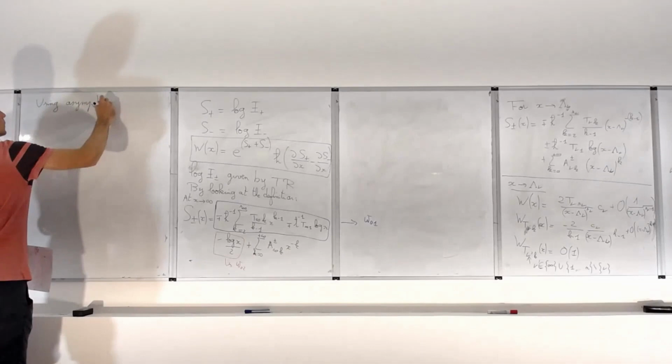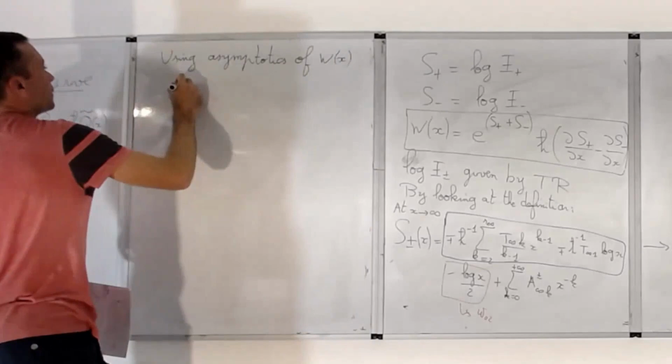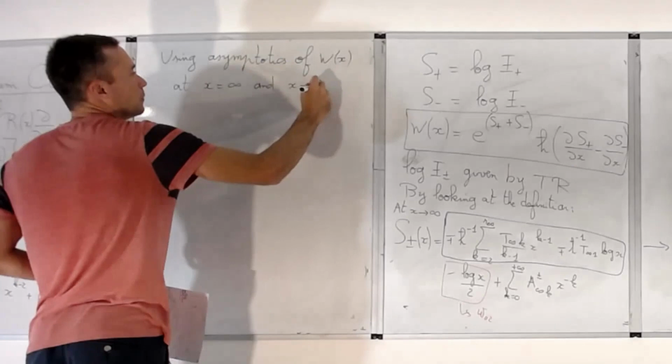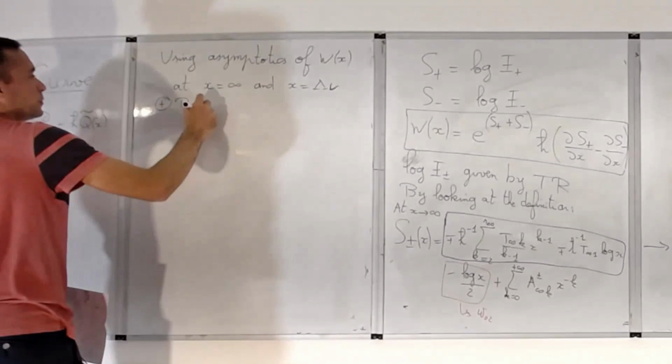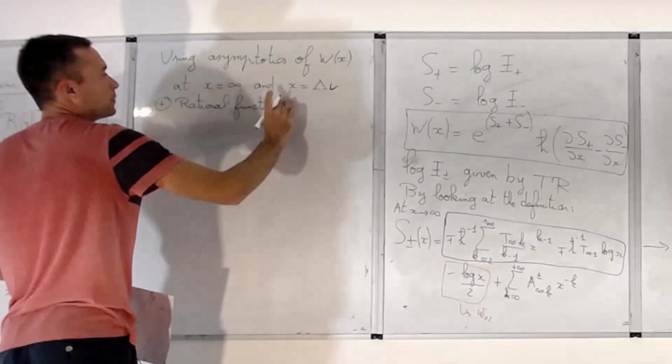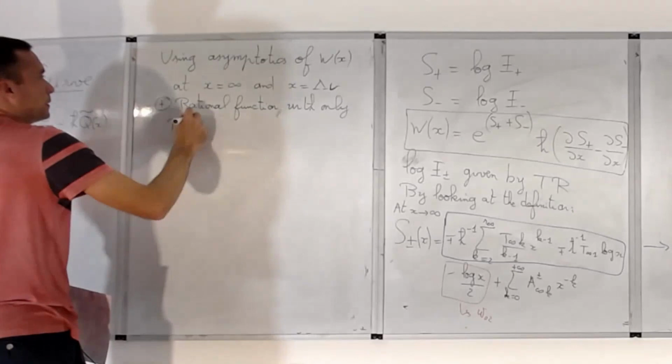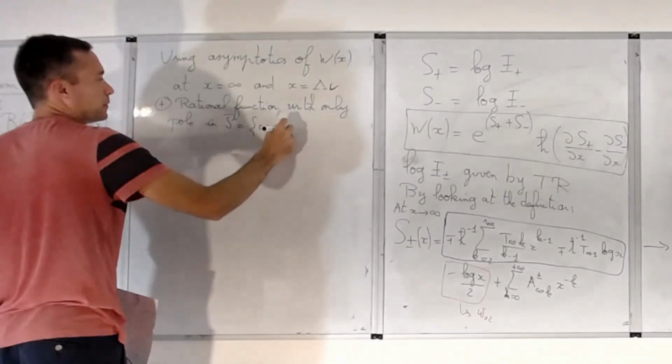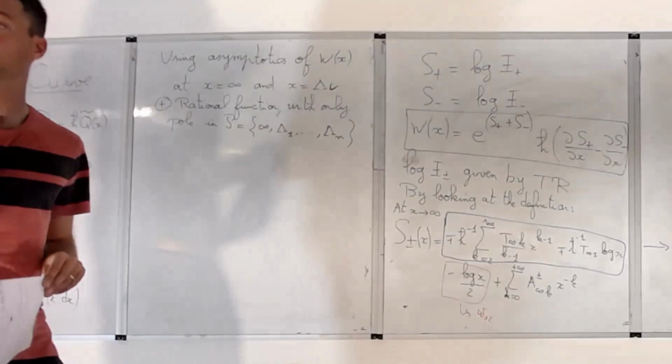So using asymptotics, omega of x at x to infinity behaves like this at lambda nu, plus a rational function with only poles in P, so it's precisely infinity and lambda 1, ..., lambda n. And you just get everything you need to write it down.